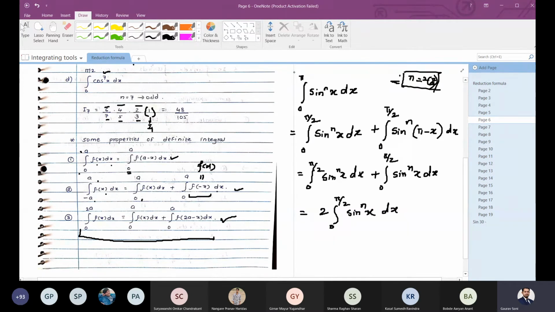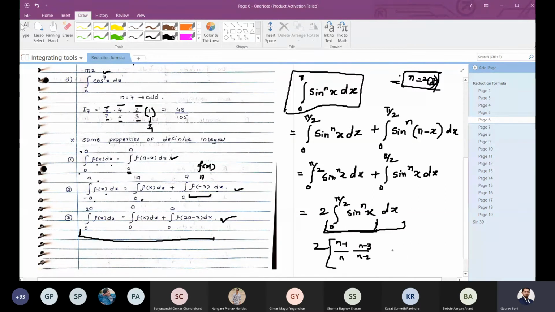Whose formula is this? 0 to pi sine raised to n of x dx I can write as 2 times 0 to pi by 2 sine raised to n. Now I have the formula for 0 to pi by 2 sine raised to n of x dx. Just now we have seen what the formula was: n, n minus 1, n minus 2, n minus 3, and so on. I don't care about it now. So what I have done is I have found the formula for 0 to pi sine raised to n of x dx by using this property.